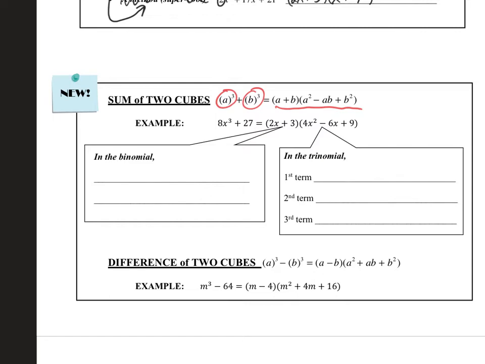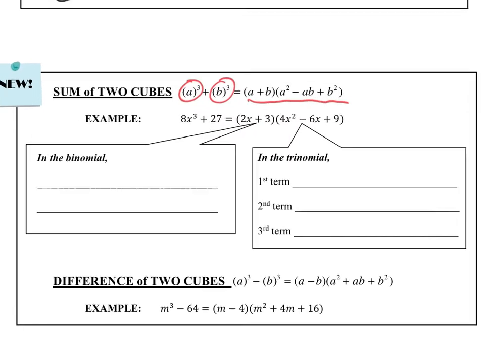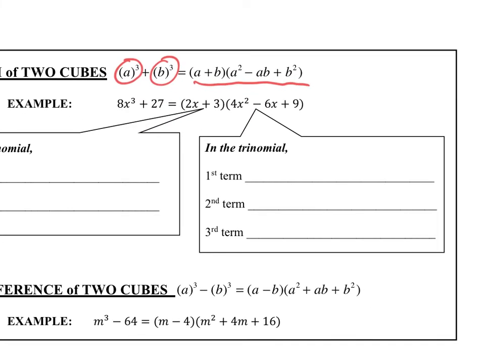All right, it's just a pattern that if you were to FOIL this out, let's actually FOIL this out. So down here we have 8x cubed plus 27 equals 2x plus 3 times 4x squared minus 6x plus 9. I'm just going to FOIL this really quick to show you why this works. The cube root of 8x cubed is 2x. That means that when you multiply 2x times itself 3 times, you get 8x cubed. The cube root of 27 is 3. 3 cubed is 27. Okay, cube means multiply by itself 3 times.